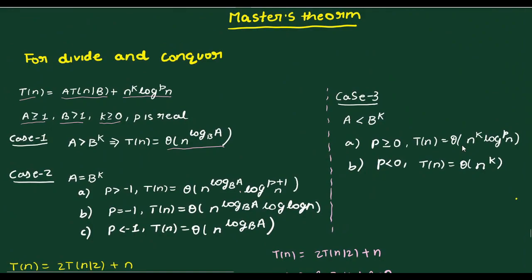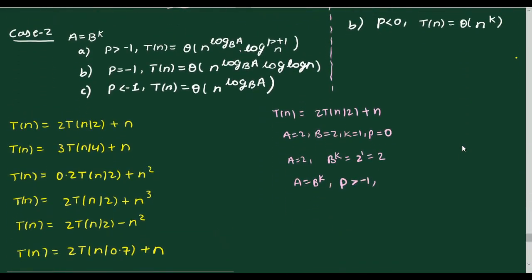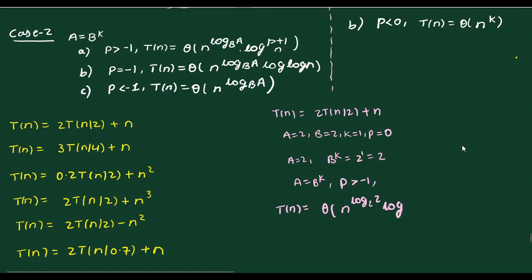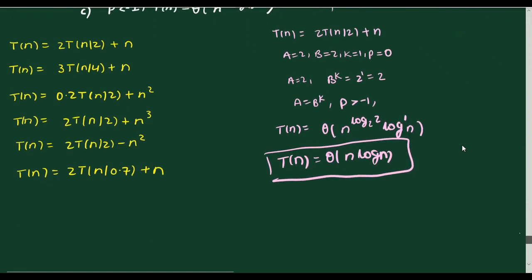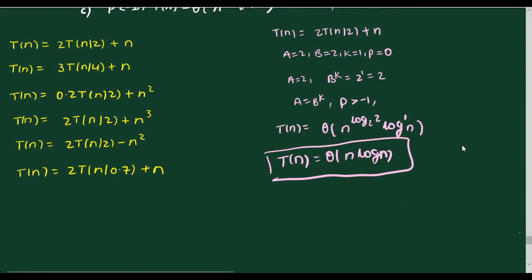Oh, a part, p greater than minus 1. So this is the answer. So let us try to substitute the values. So we will get T of n equals theta of n raised to the power log 2 base 2 into log, your p is 0, 0 plus 1 is 1 of n, which equals theta of n log n. This is the answer that we got with the tree method, right? So if Master's theorem is applicable, questions become very simple, right? All you need to know is a formula.